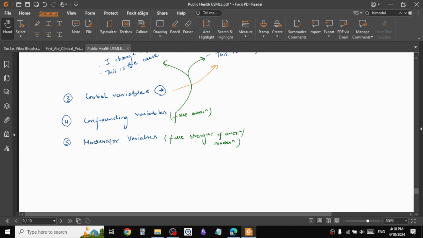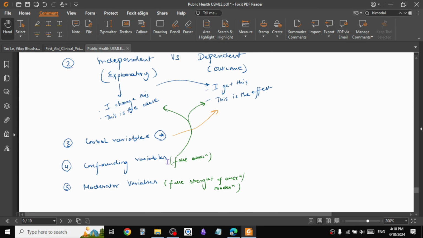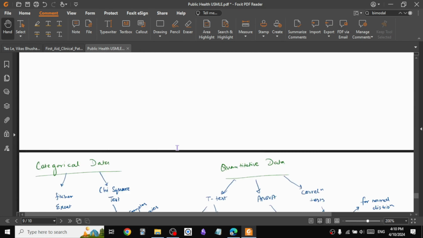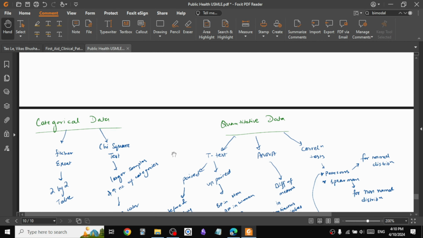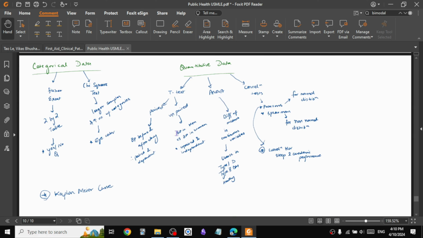Okay, and moderator variables affect the strength of association, or moderation. So they usually affect the independent variable. All of this is to better understand how we actually divide and visualize data.